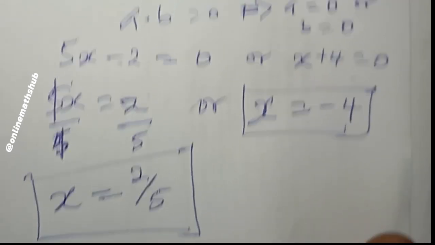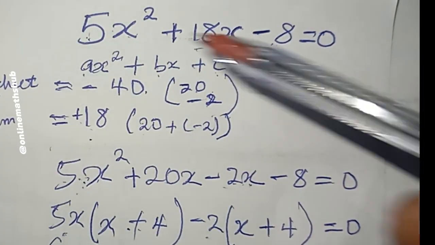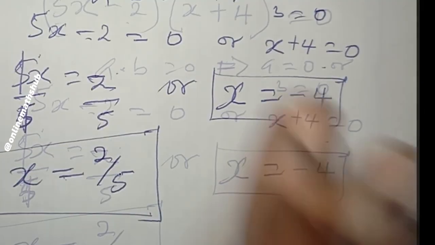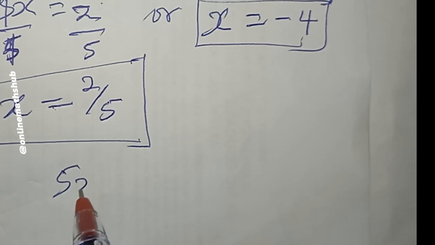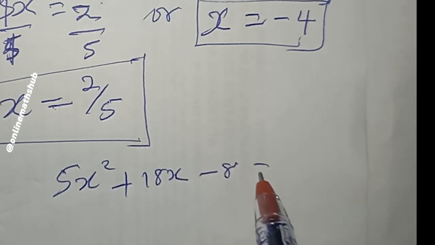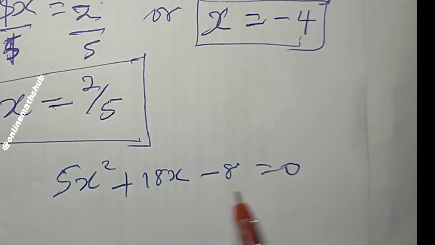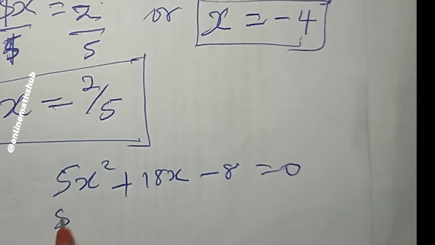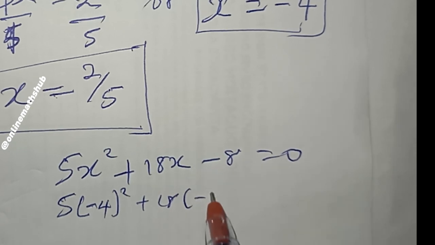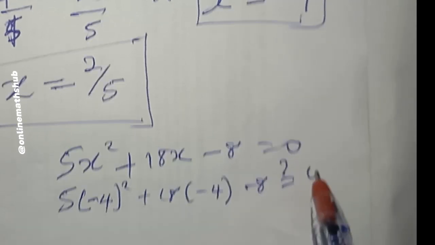So if I do that, I'm just going to come back to the equation I have right here, and then anywhere I see x, I'm going to replace it with minus 4. Okay, so let me just do that quickly right here. So the equation we just solved is 5x squared plus 18x then minus 8 is equal to 0. So I want to find out whether if I put x equal to minus 4, all of this is going to give me 0. So let's try that. So this is 5 into minus 4 squared plus 18 into minus 4 minus 8. So we want to find out whether this will be equal to 0.